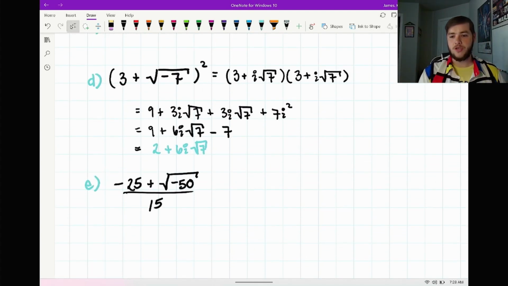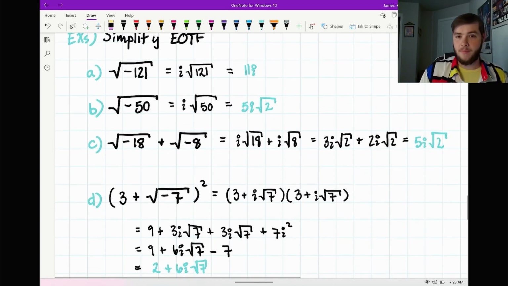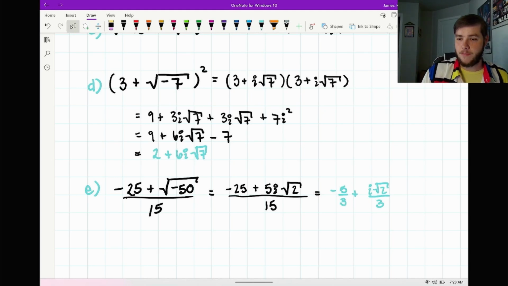Last problem for you to try on your own here. Give it a shot. The final answer I arrived at was negative 5/3 plus i root 2/3. The way that I got that was first by simplifying that radical. That's actually part B from above. So I know that radical is 5i root 2, and now I can divide both terms by 15. In the first term, I've got a factor of 5 that cancels top and bottom, and in the second term as well. That leaves me with the final answer.